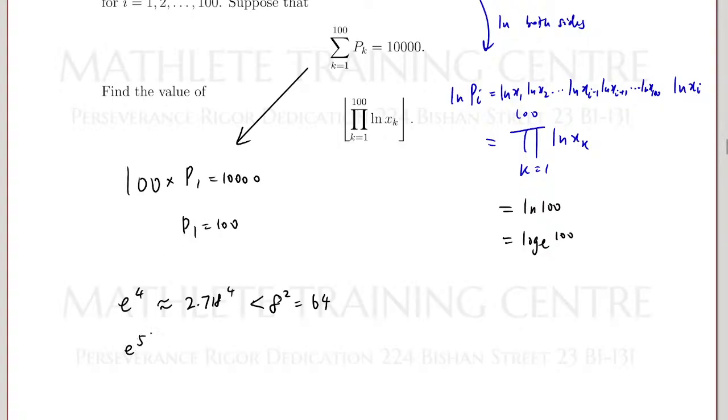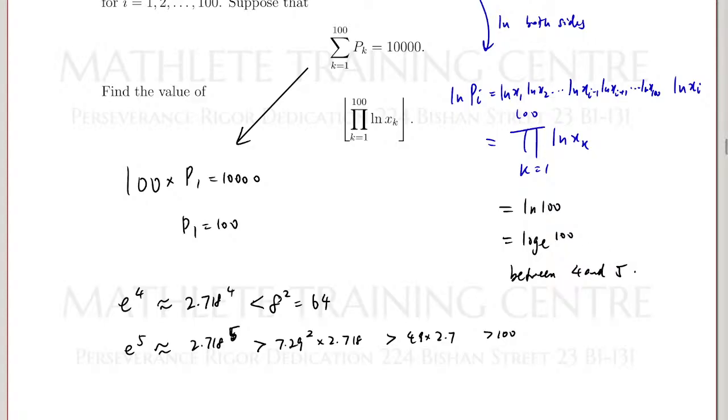But then what about e to the power of 5? Again, you can think of it as 2.71 times e to the power of 4. Now here's the thing, 2.7 squared is 7.29, so it's bigger than 7. Oh, sorry, this is power 5. It's bigger than 7.29 squared times 2.71, so it's bigger than 49 times 2.7. So it's bigger than 100. So now we know for sure that 100 is between e to the power of 4 and e to the power of 5. So this is going to be between 4 and 5. Finish.